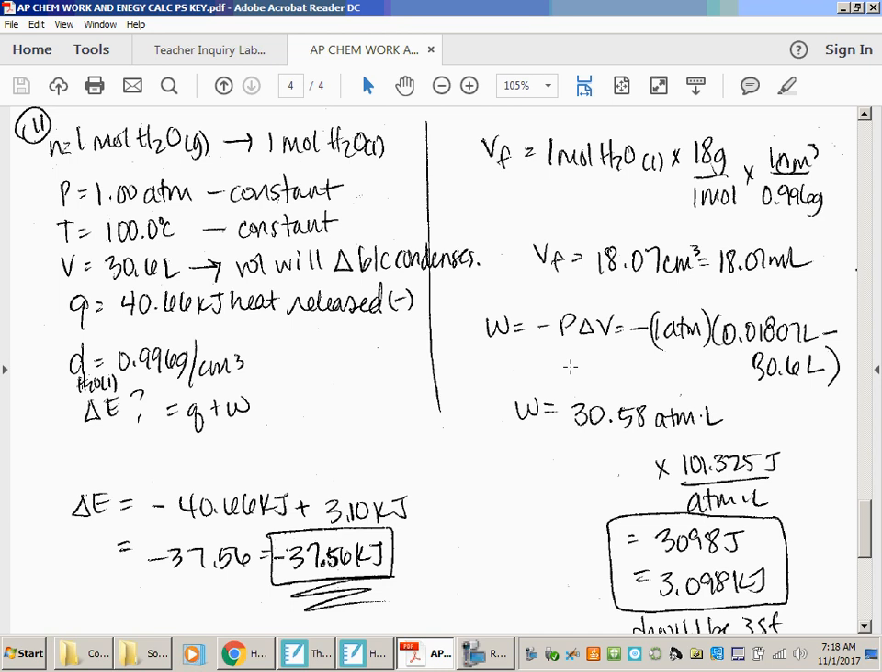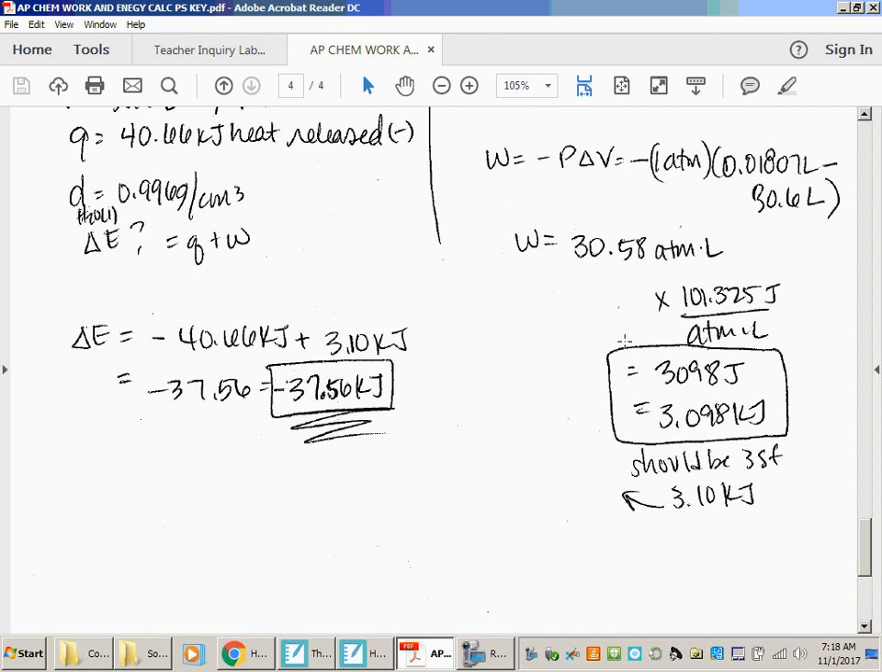and that should give us our work to be 30.58 atmosphere liters. Remember, the atmosphere liter is not a unit of energy, so we have to consider converting to joules. So that would be our 101.3. It's 101.325. It gets real specific, just like the specific heat capacity of water is technically not 4.18. It's 4.14 joules per degree Celsius. So sometimes you'll see that I use the more specific constant.